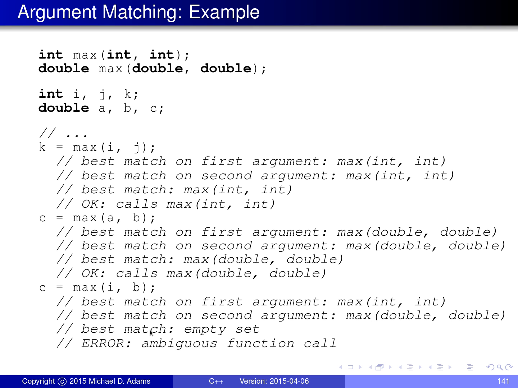And then to find the best match overall, which is the function that's going to be called, we take the intersection of these two sets. But you'll notice that these two sets have no overlap. So when we take the intersection, we get an empty set.